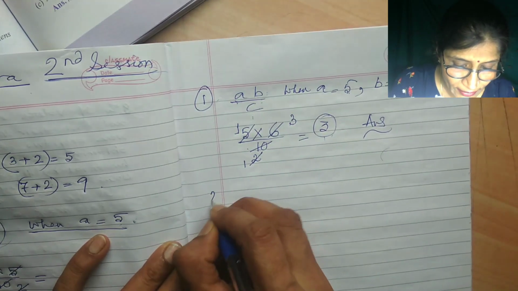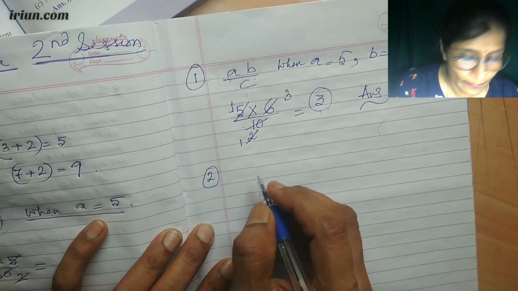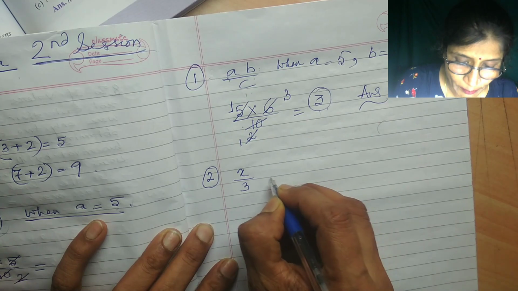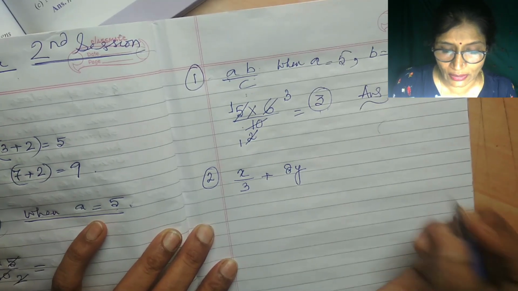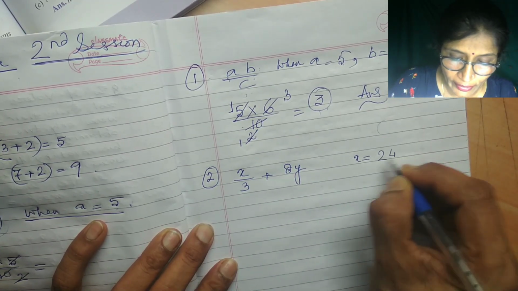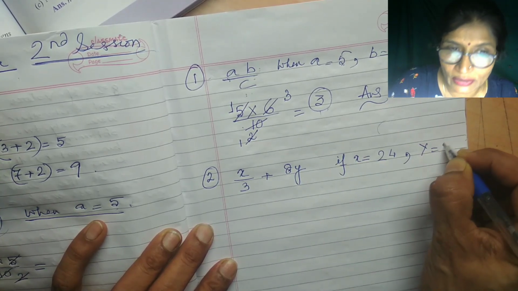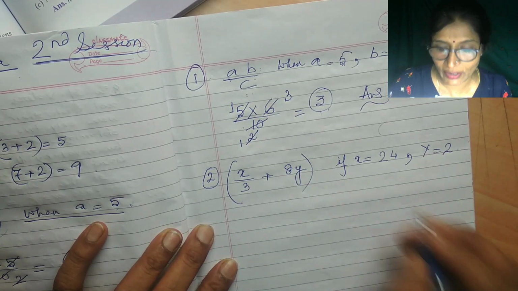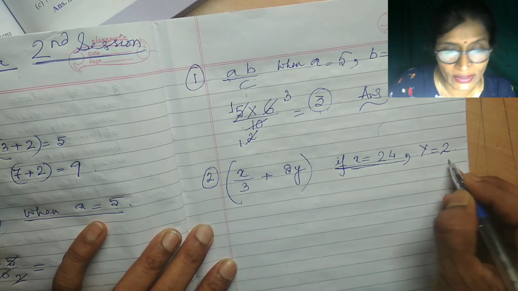Now I'm taking another sum. It is given, suppose, x divided by 3 plus 8y. You have to find out the value of this. Here it is given to you that x is 24. If x is 24 and y is equal to 2, then you have to find out the value of this.